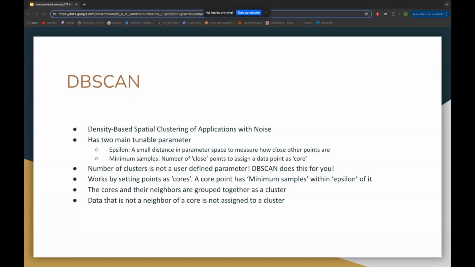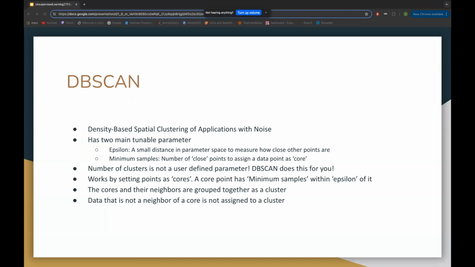The way that this algorithm works is it assigns points to be cores. A core point is defined as a point where there are at least minimum samples within epsilon distance of it. The cores and their neighbors together form a cluster, and anything that is not a neighbor of a core is left out. So that would be sort of like outliers.